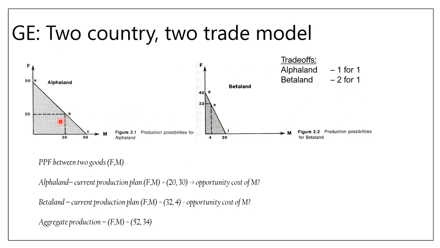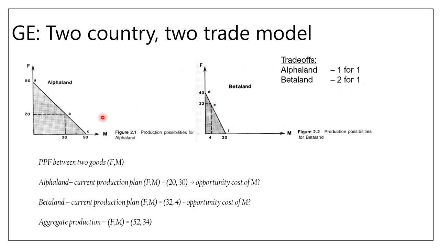Now we need something to compare that to in beta land, and so we could say they currently make 4 machines. What if they needed to make 5? Well, if they need to make 5 units, then we move down this line and we are giving up food units, and it turns out it would be 2 units. And so however you want to think about it, as the price of making machines in terms of food, you can do that.